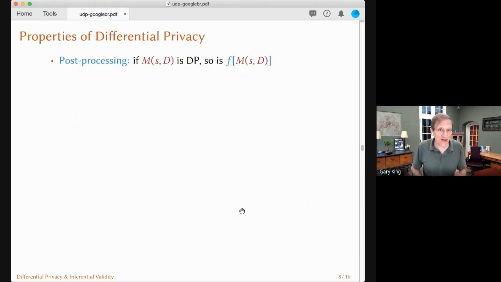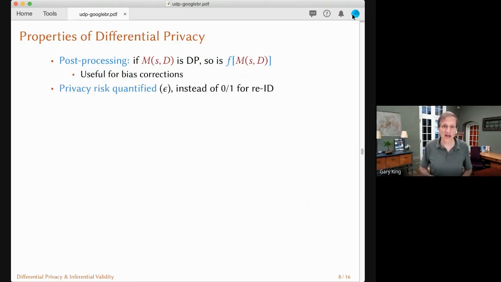Okay, so the properties of differential privacy that we're going to use here, the first one is post-processing. So if a mechanism is differentially private, so is any function of the mechanism that doesn't include the private data. So that's great. That's really useful for bias correction. So we will bias correct after the fact, very often anyway.